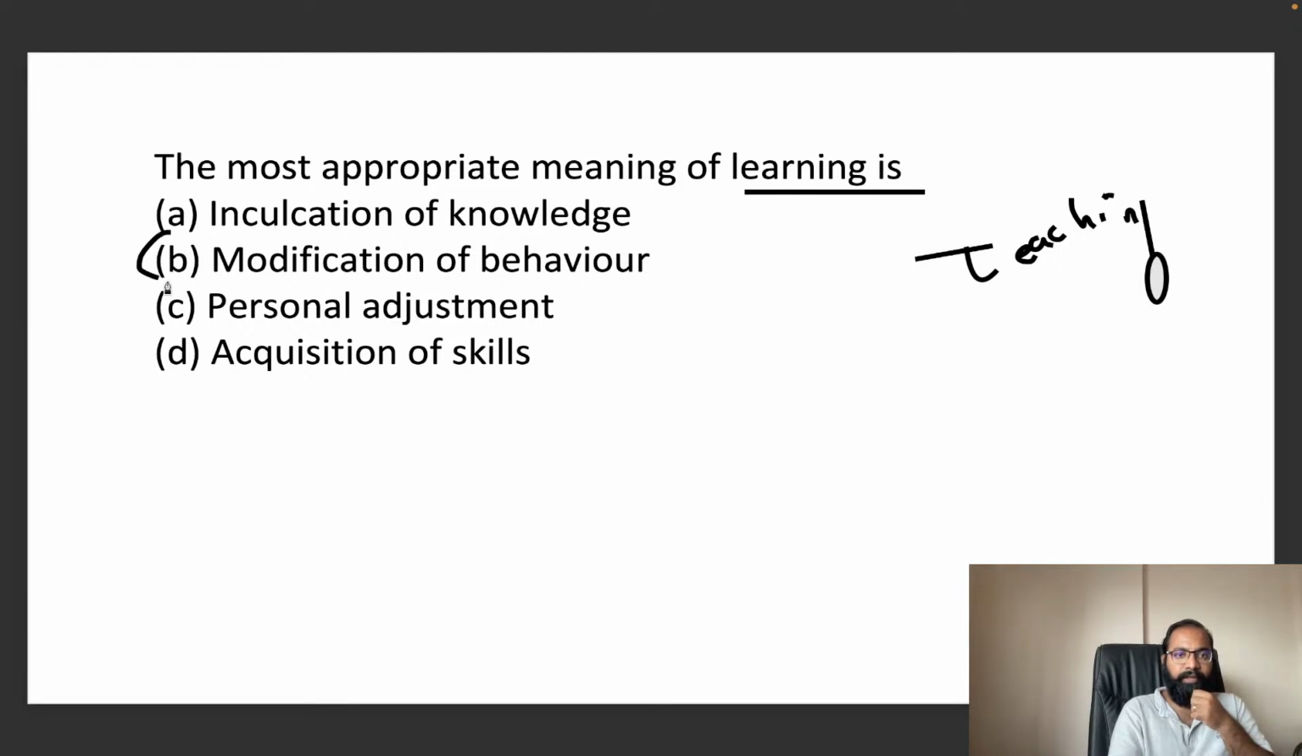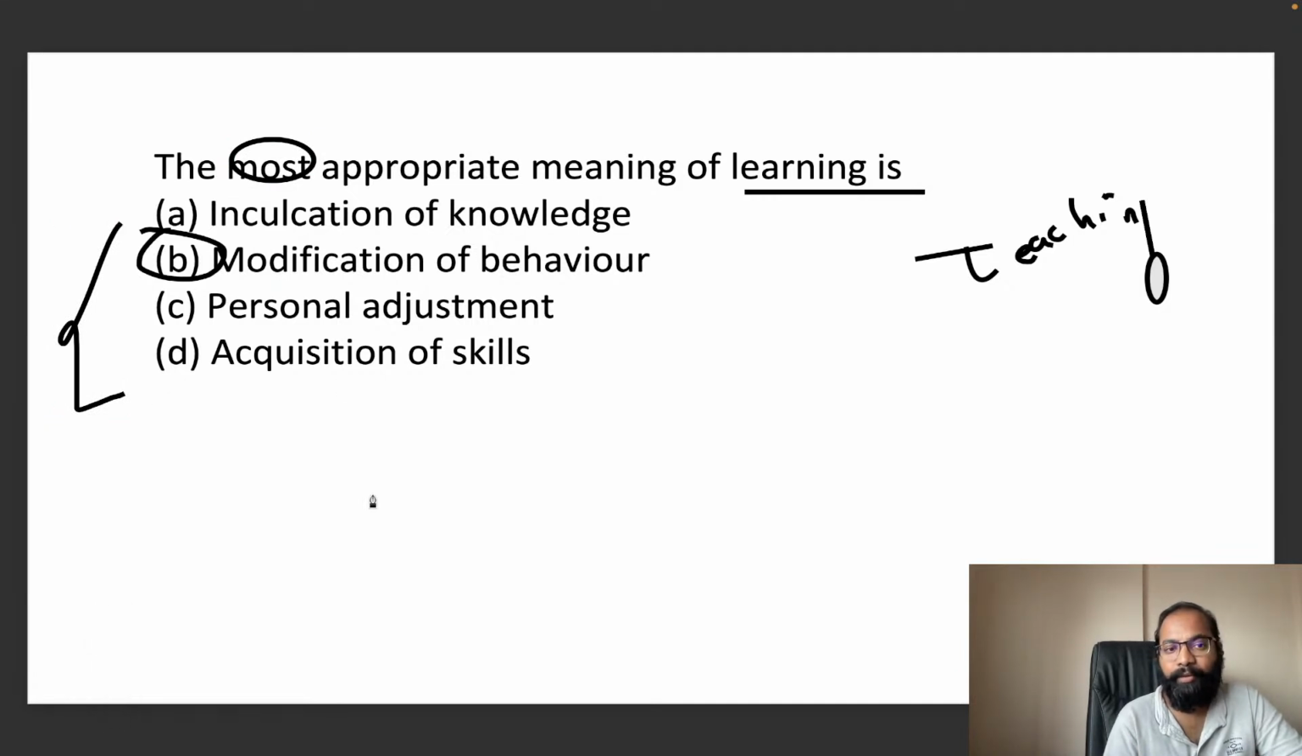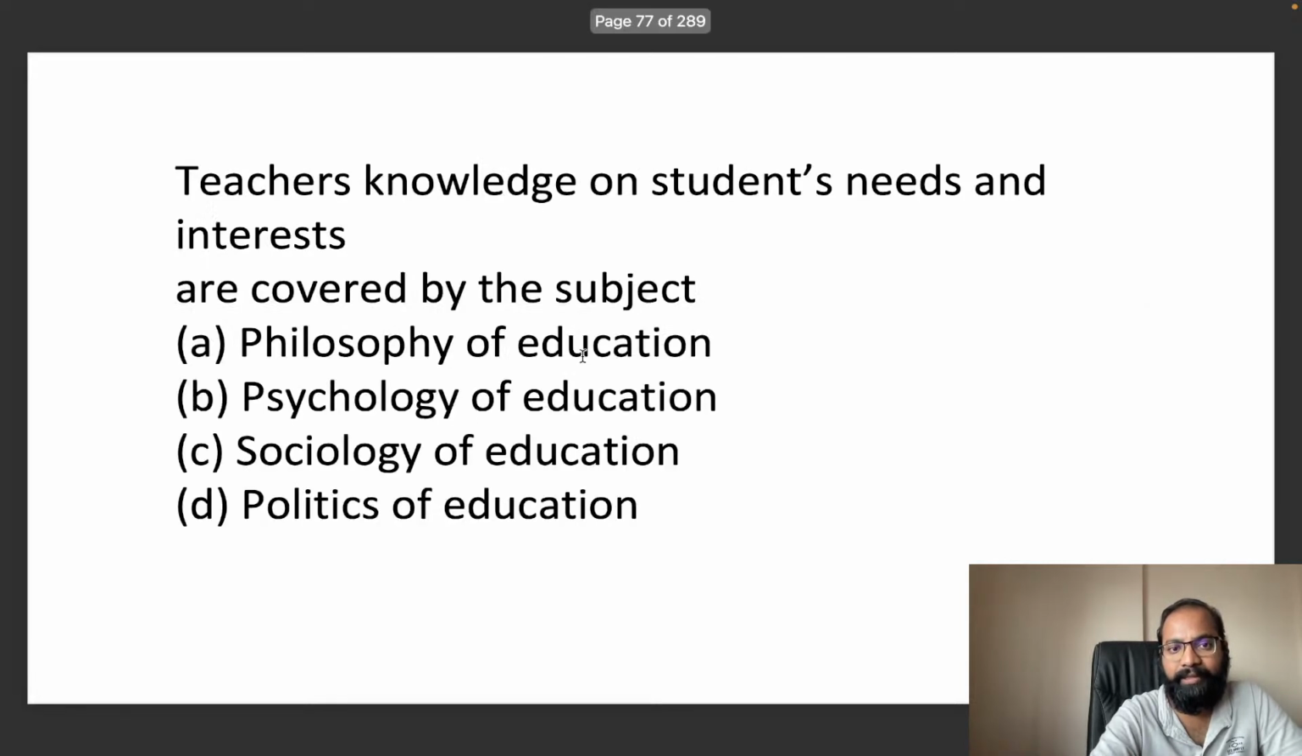To bring the modification in the behavior of the student. So it is the correct thing. Why? Because most appropriate meaning means all the four are correct, but we have to select the most appropriate one. In the first session and second session, I stressed, these are all previous UGC NET questions, guys, that teaching as well as learning, the most important thing is bringing the modification in the behavior of the student. So here option B can be taken as the most appropriate one.